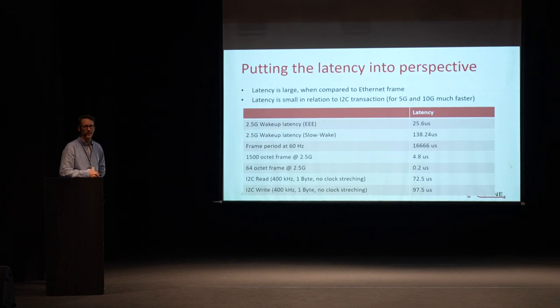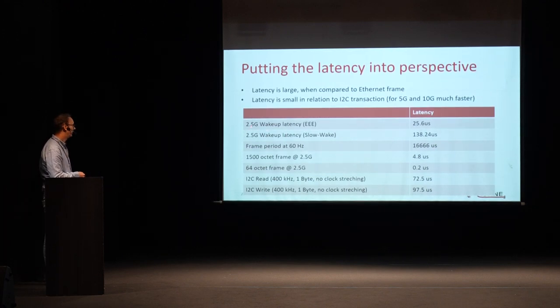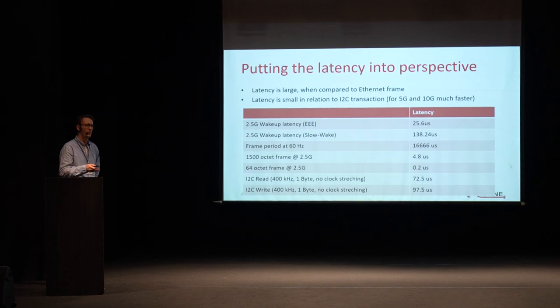I tried to put it a bit into perspective, just to give an idea of which order of magnitude these things are. Here, I'm only including the 2.5 gig numbers because they are the largest ones of the family, and at the moment automotive is more looking into 2.5 gig. So we have these 25 microseconds for the standard energy efficient Ethernet, and for the slow wake, it's larger, 138. Now, just for comparison's sake, this is 16.6 milliseconds for frame rate, so significantly larger. One frame transmission of the largest MTU at 2.5 gig is 4.8, and a 64 octet frame is 0.2. So compared to a frame transmission, these wake-up latencies are significant.